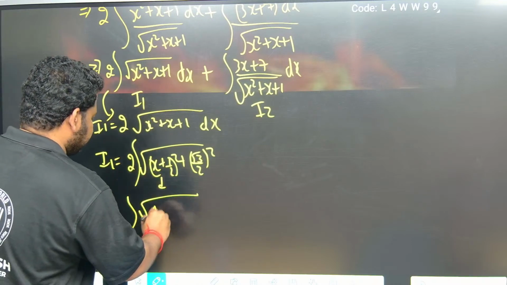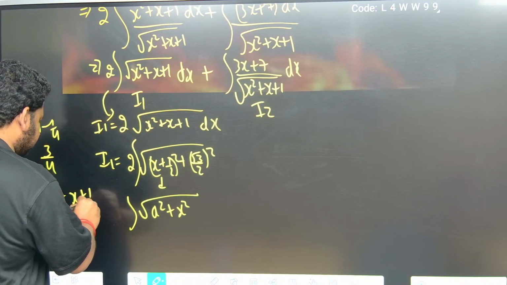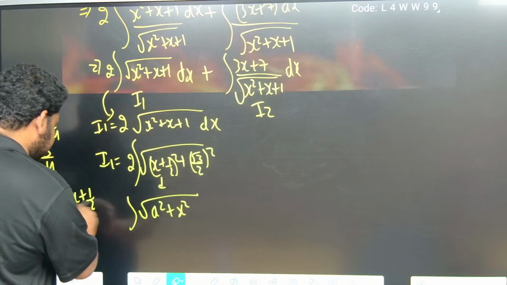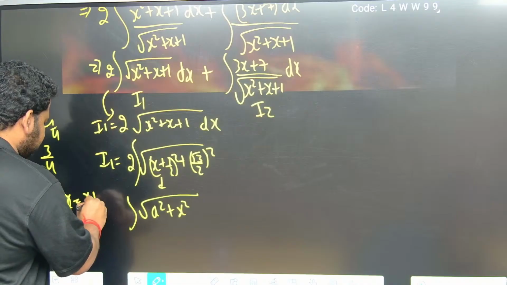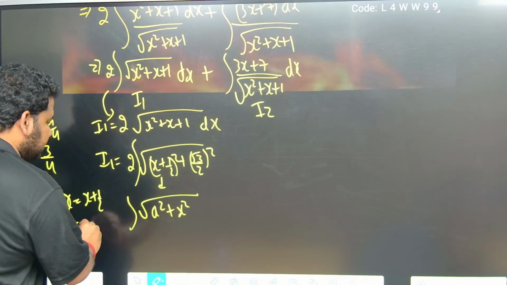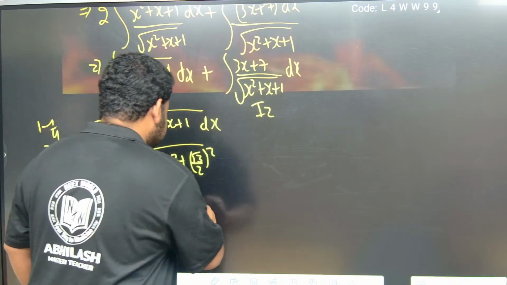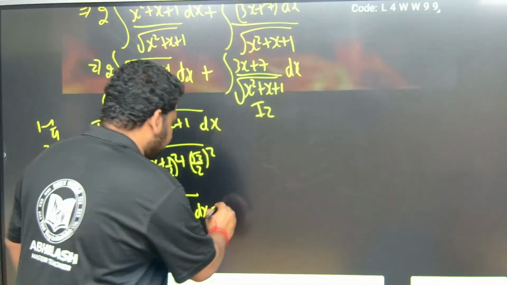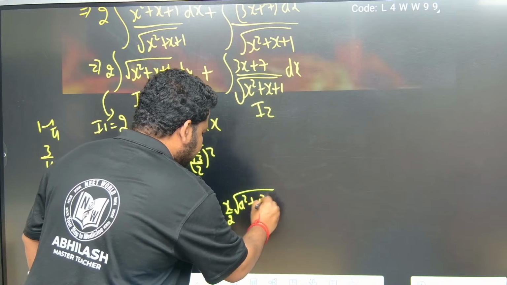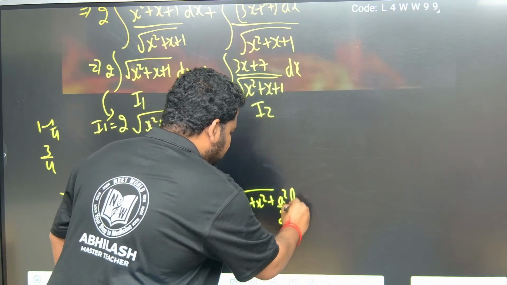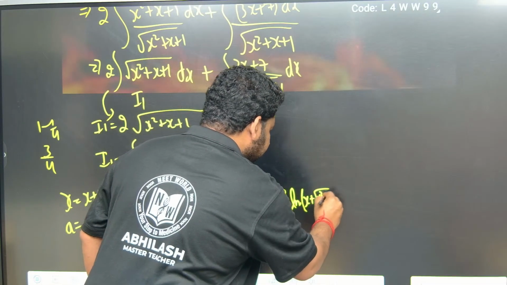Integral of the square root of a² plus x², where x is nothing but x + 1/2, and a is nothing but √3/2. So the integral of √(a² + x²) dx is nothing but, friends, the formula: x/2 into the square root of a² plus x², plus a²/2 into log of x plus the square root of x² plus a², plus c.